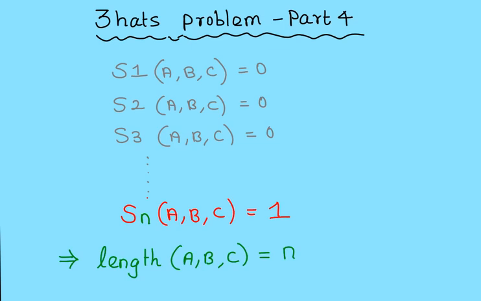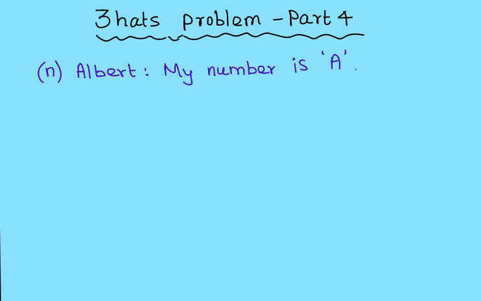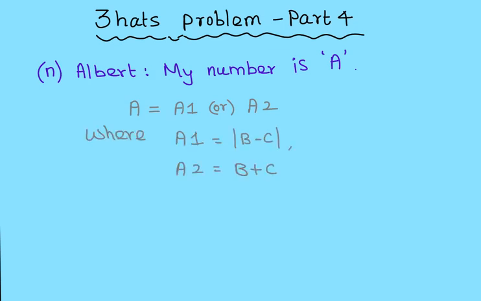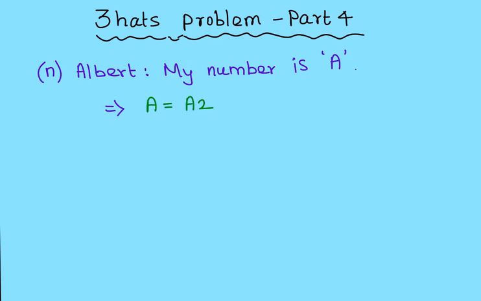Suppose the final person who claims his number is Albert. Remember, Albert's number can be A1 or A2, where A1 is the absolute value of B minus C and A2 is B plus C. So, Albert's claimed number must be A2, which is B plus C, as we have seen that the final claimed number will always be the sum of the other two. So, A is equal to A2. This means A1 has been eliminated while checking with the previous two statements.